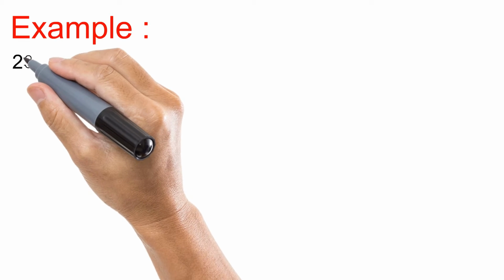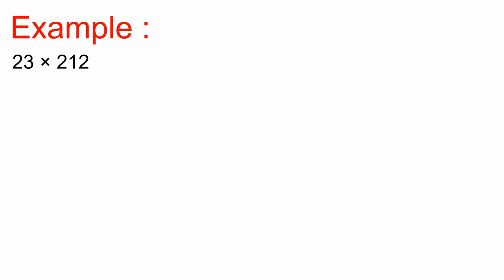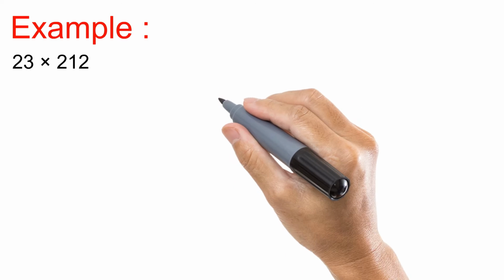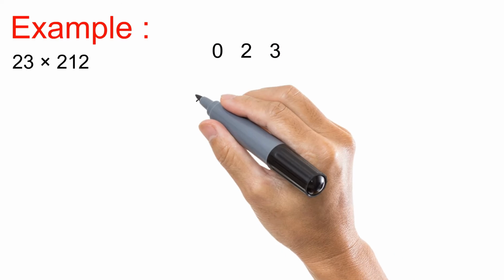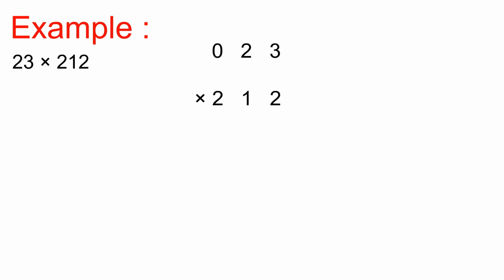So first, let us try to multiply 23 by 212. Here, we need to convert the two-digit number 23 into three digits. So, we write the number 23 as 023 and then multiply it by 212 using the technique of multiplying a three-digit number by another three-digit number.